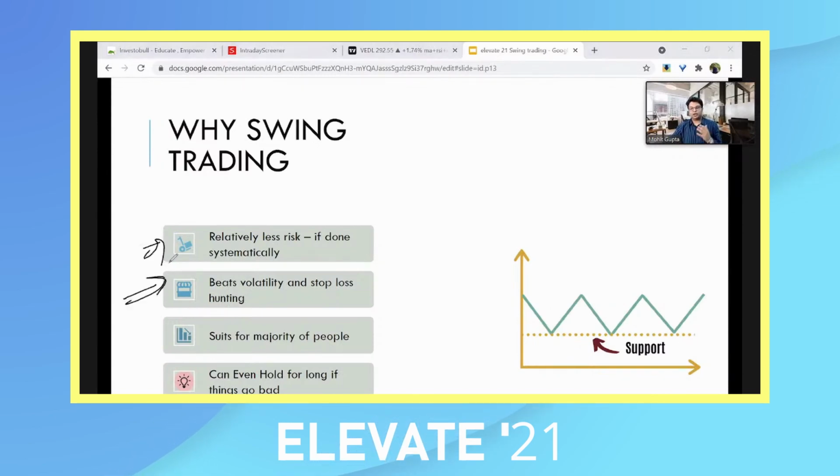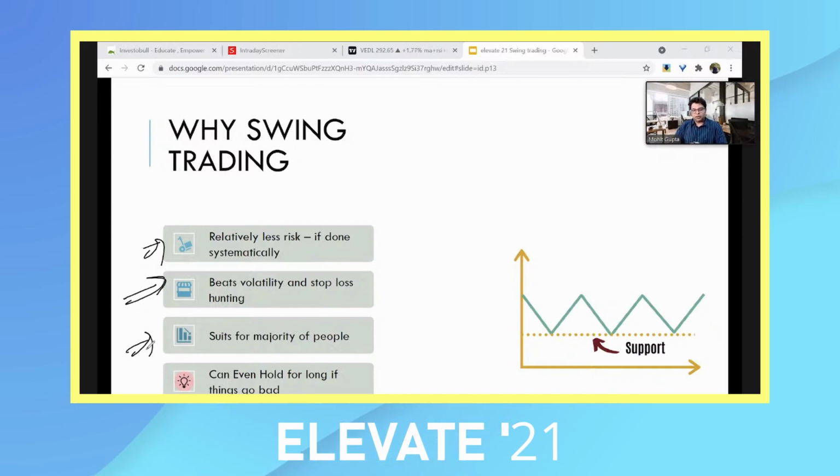In intraday, there is a high possibility of your stop loss being hunted down by operators, by system errors, by a lot of errors, but that is taken care of in swing trading or short term trading or positional trading, whatever you may call it. It also suits the majority of people because when you do intraday trading, you have to be on your system for much of the time, right? A lot of people sit in the morning and they just watch their screen till 3 p.m., right?